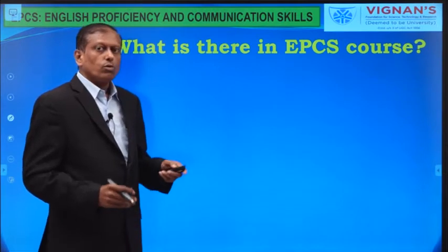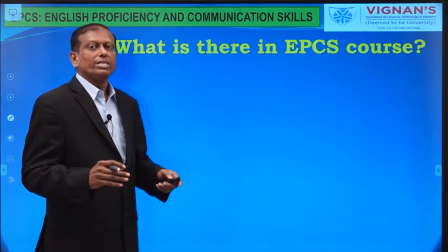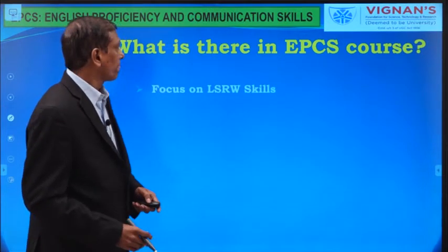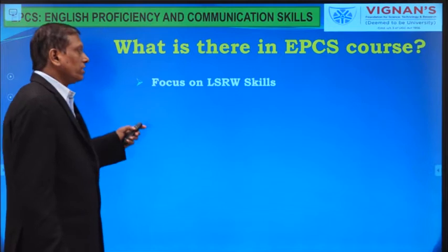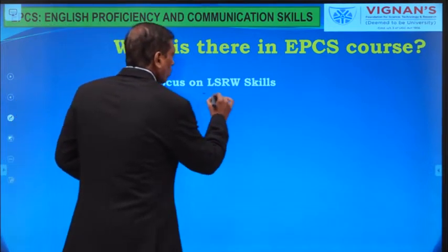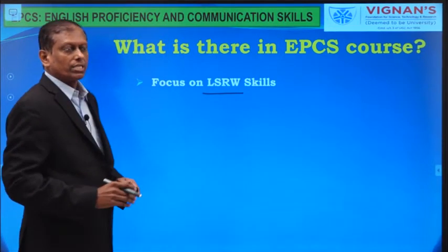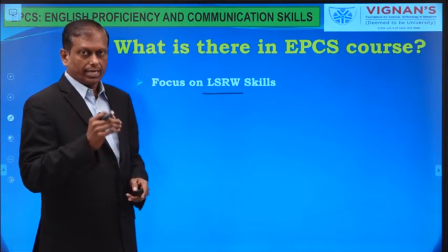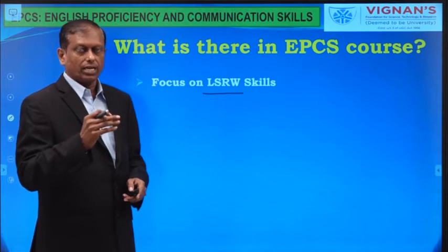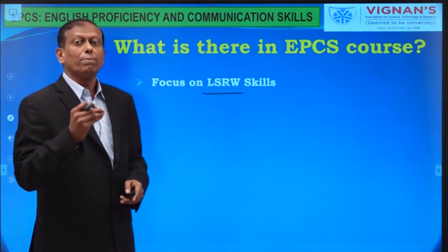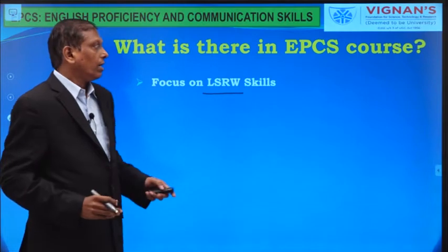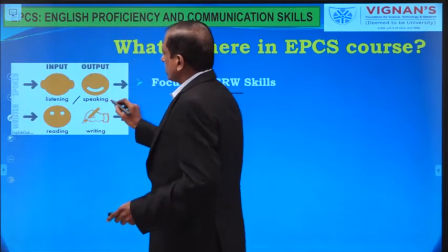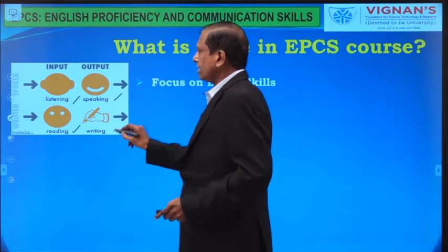And now let us see what the components of this course are. What do we have in this EPCS course? In this course, our focus is on LSRW skills. Just now I explained to you that listening, speaking, reading and writing are the 4 areas where we need to show our ability. And here these are the 4: listening, speaking, reading and writing.